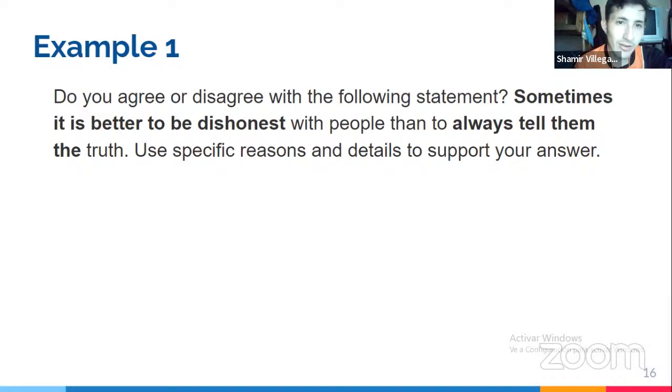Example 1. Do you agree or disagree with the following statement? Sometimes it is better to be dishonest with people than to always tell them the truth. Use specific reasons and details to support your answer. Okay, thank you.